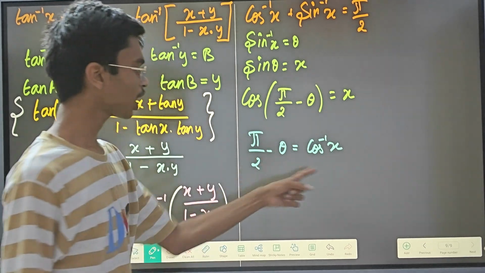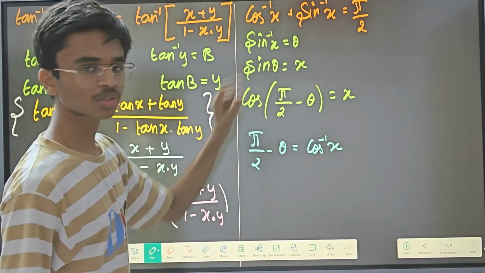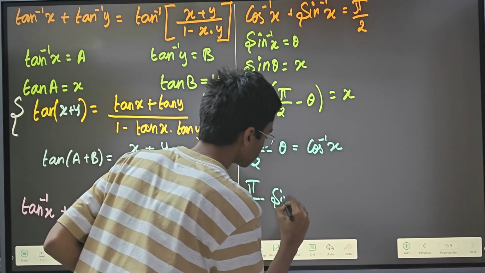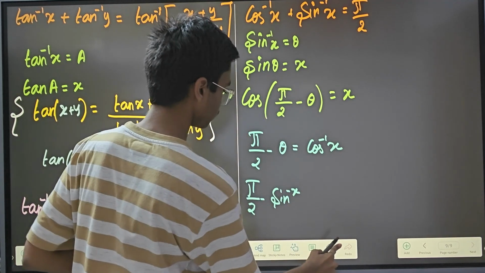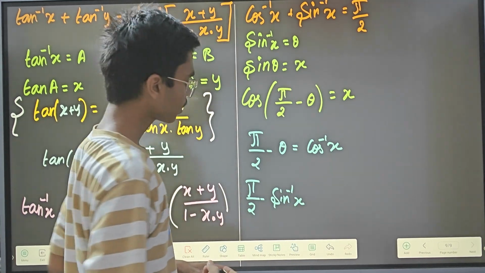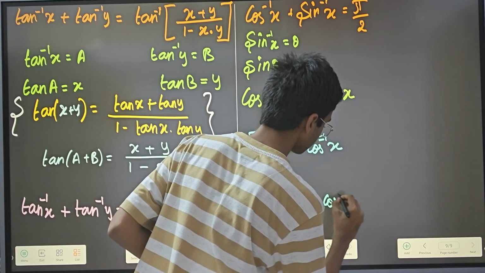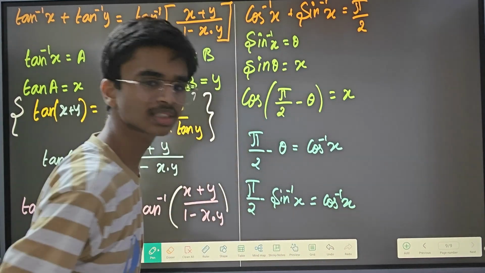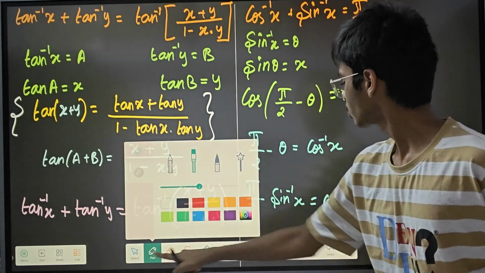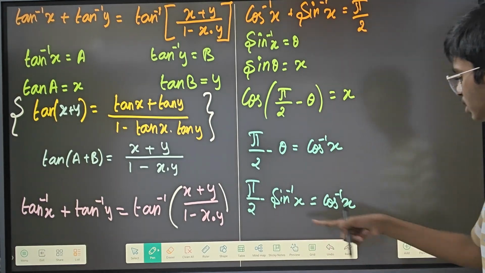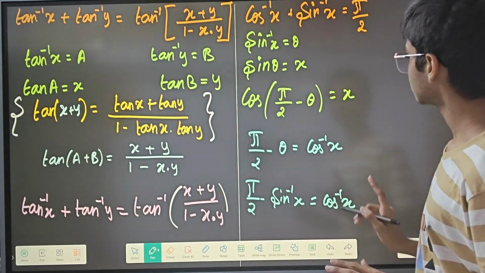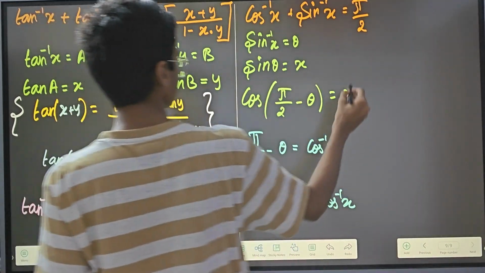You have got this. What is theta? Theta is cos inverse of x. So pi by 2 minus cos inverse of x is equal to cos inverse x. So here I will be writing the last formula. If you are transposing this to this side, then you will be getting this formula. So this formula has been derived.